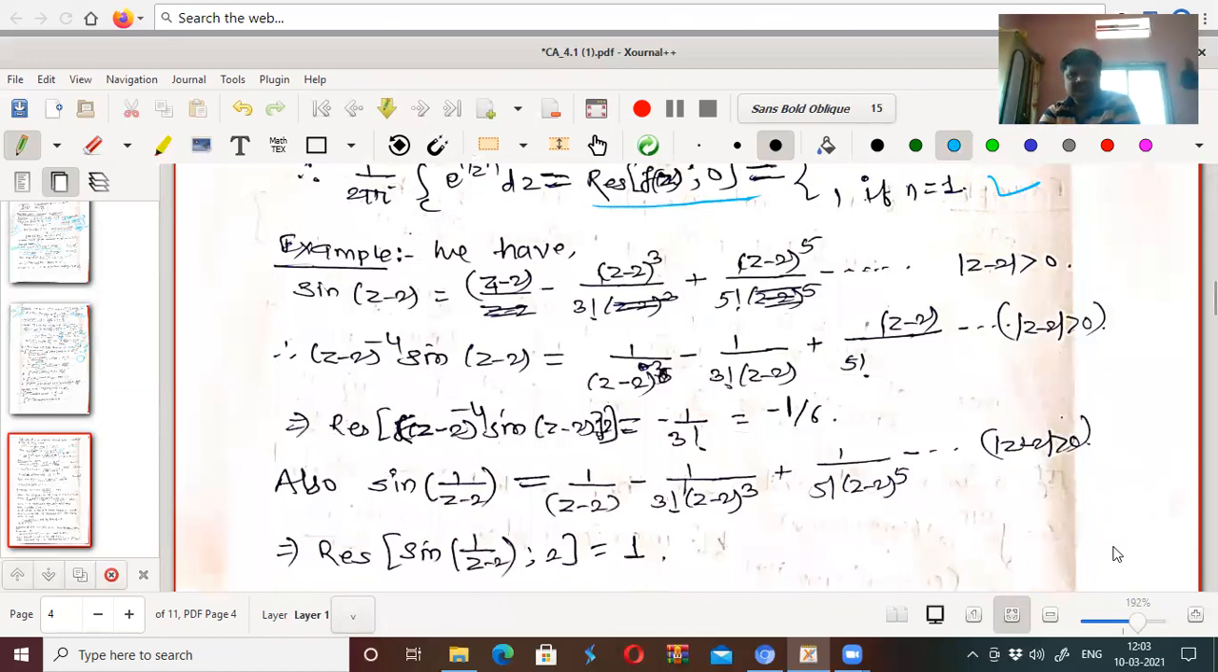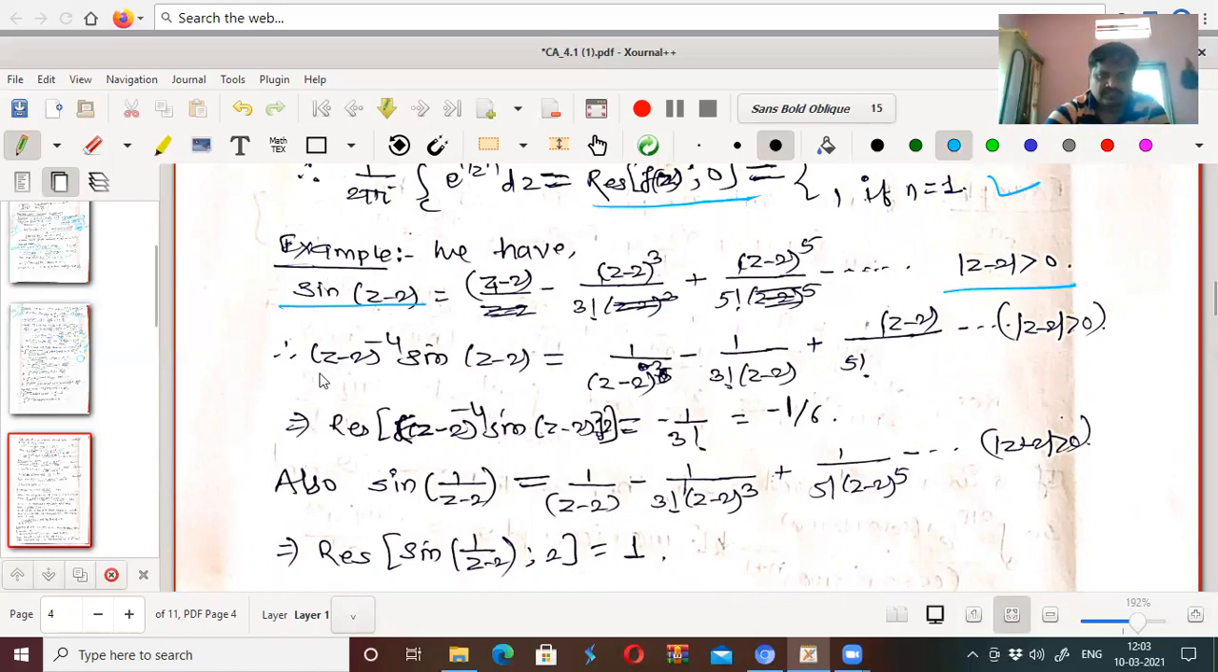There are some other examples. We know that sin(z - 2) can be expanded as (z - 2) minus (z - 2)^3 upon 3 factorial plus (z - 2)^5 upon 5 factorial. This is the Taylor series expansion of sin(z - 2) about z equal to 2, so for |z - 2| greater than 0.